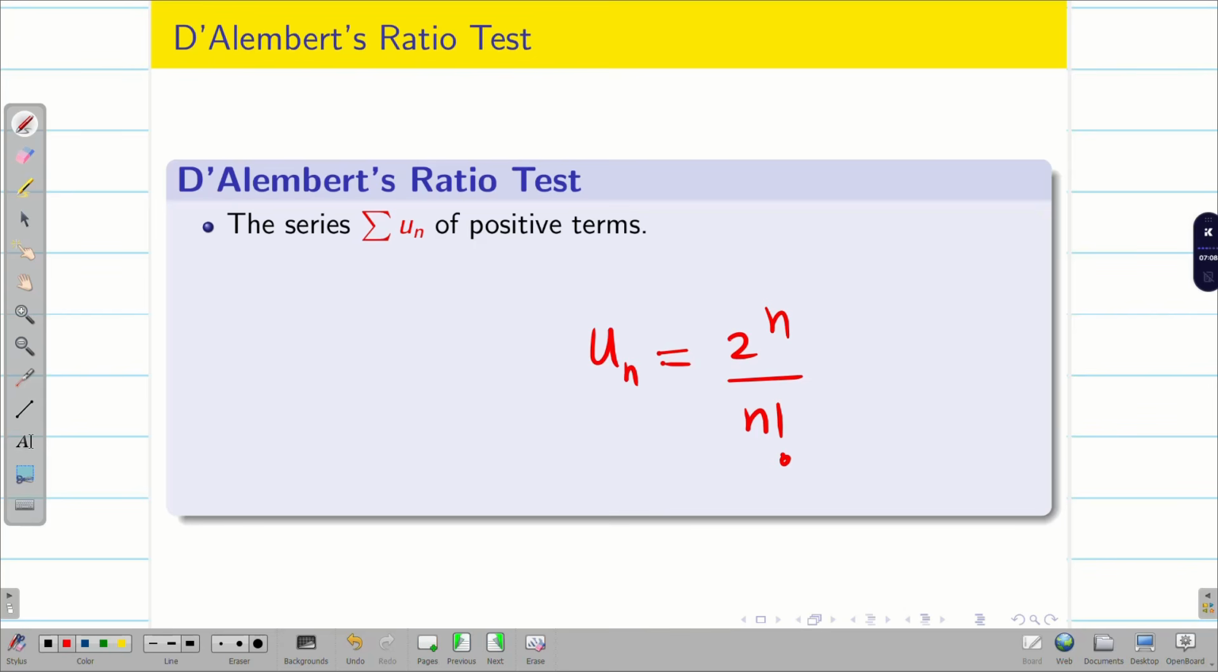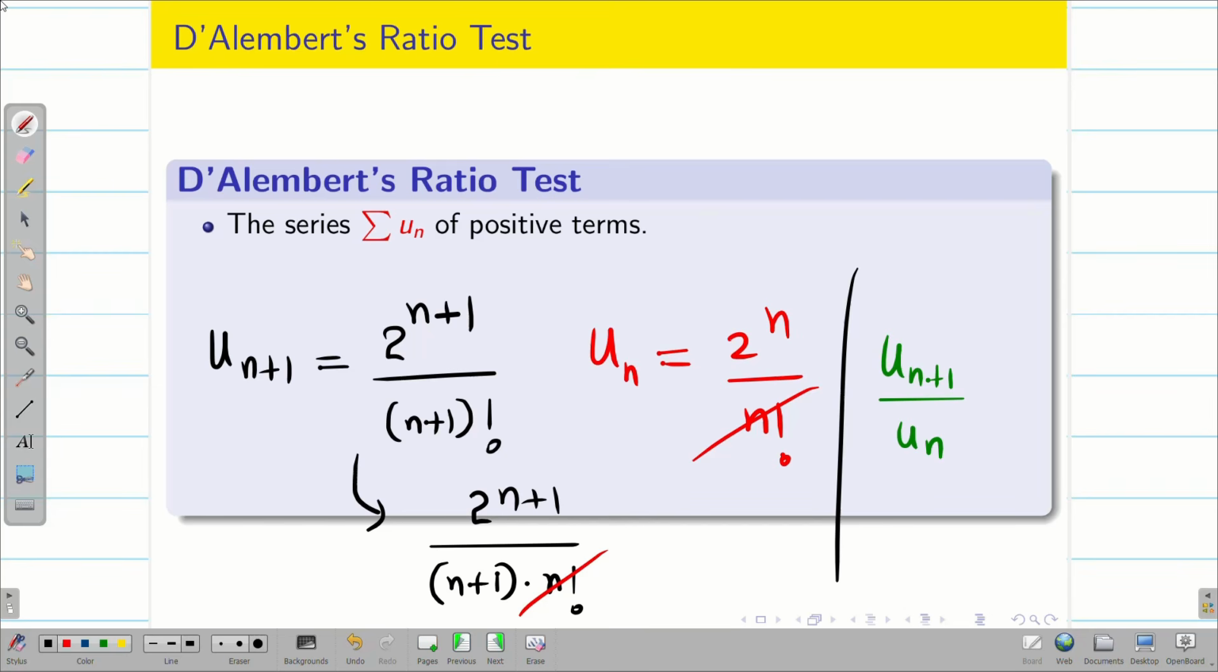Because I cannot take n outside, it keeps on going till 1. The great idea: if you take the n plus 1th term, it will become 2 power n plus 1 over n plus 1 factorial. Now, this n plus 1 factorial can be rewritten as n plus 1 into n factorial. Now, if you perform un plus 1 divided by un, what will happen? This n factorial will get cancelled. So, in an easy way, I can solve these kinds of problems.